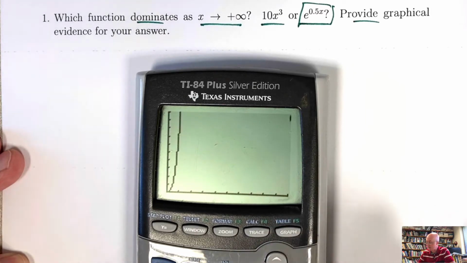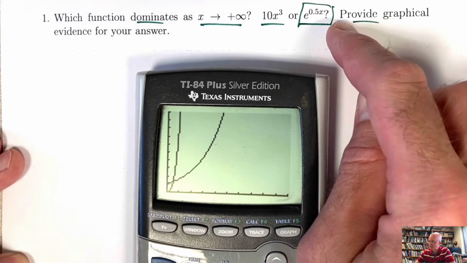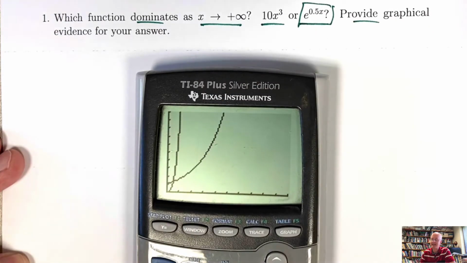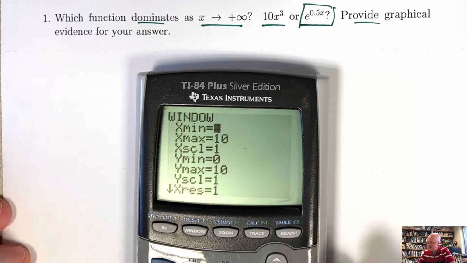10x cubed gets graphed first. It's growing very, very rapidly. e to the 0.5x gets graphed second. You can see it's growing rapidly too, but it seems like not as fast. But we know this has got to be the answer. e to the 0.5x has got to catch up to the 10 times x cubed graph if you make your window large enough. Now maybe we just didn't go large enough in the y direction.